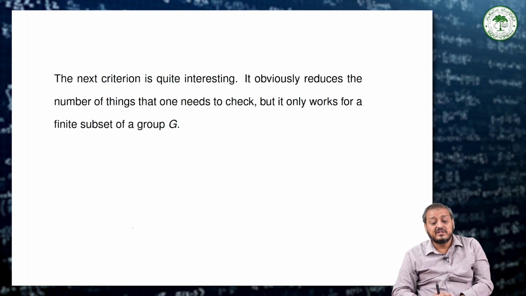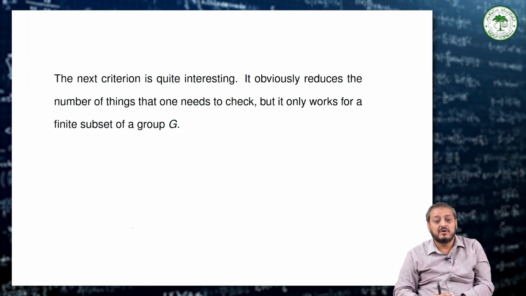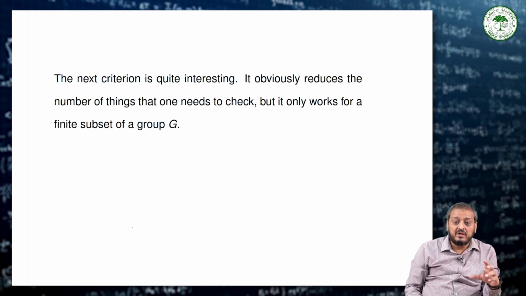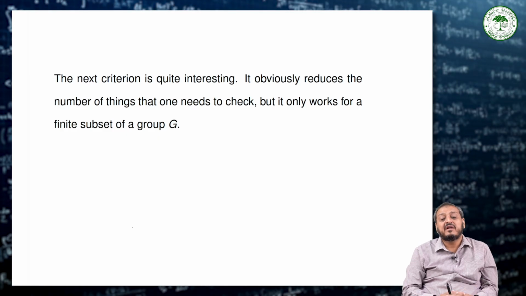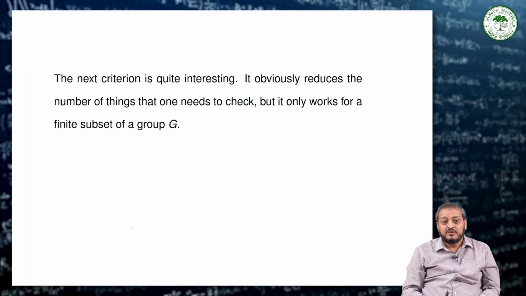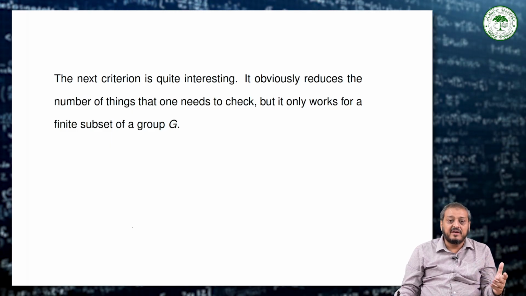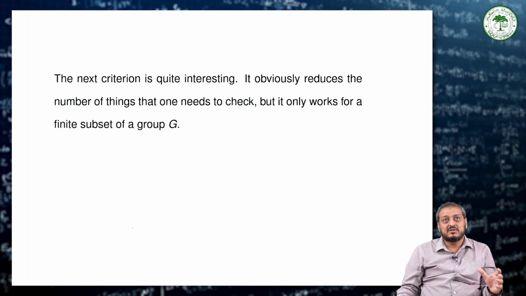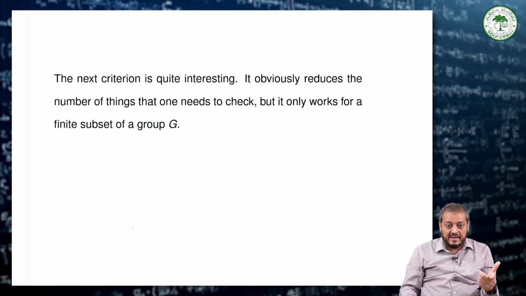The next criterion is quite interesting. It obviously reduces the number of things one needs to check, but it only works for a finite subset of a group. So if we have a group that is finite, this criterion is reduced to one condition in this way.